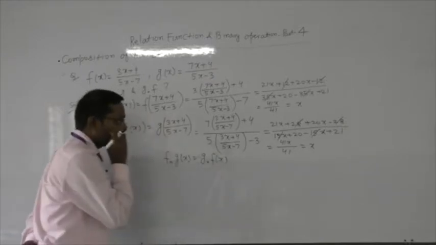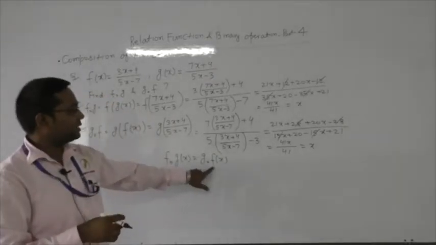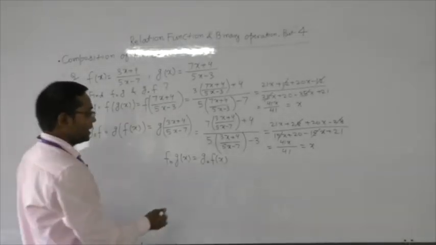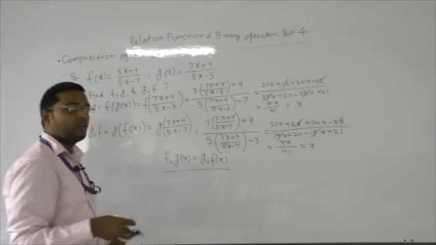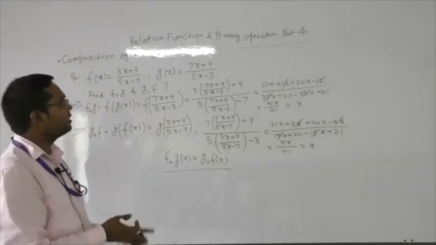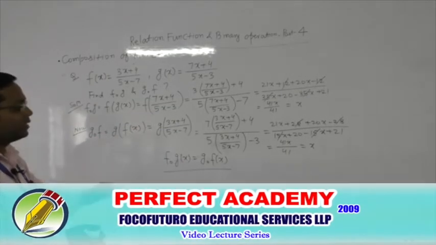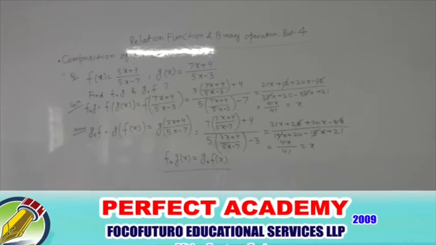In the previous question we had seen this not equal to this. In this question we are saying this equals this. So we can say either this may be equal or may not be equal, but in general this won't be equal. Okay, so that is the solution of this question. Let's see the next question.